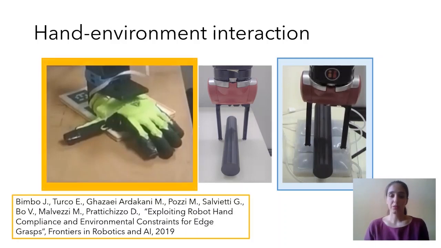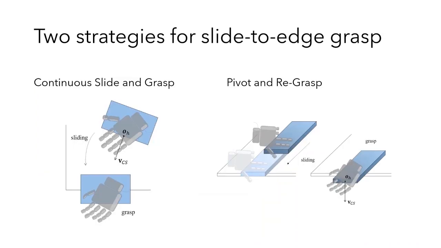In the first case, we will show different strategies that allow soft hands to exploit the environment to grasp objects. We devised two strategies to implement the so-called slide-to-edge grasp. In this type of grasp, an object is dragged towards the edge of a table, and then it is grasped from the table thanks to the fact that part of the object is protruding from it.